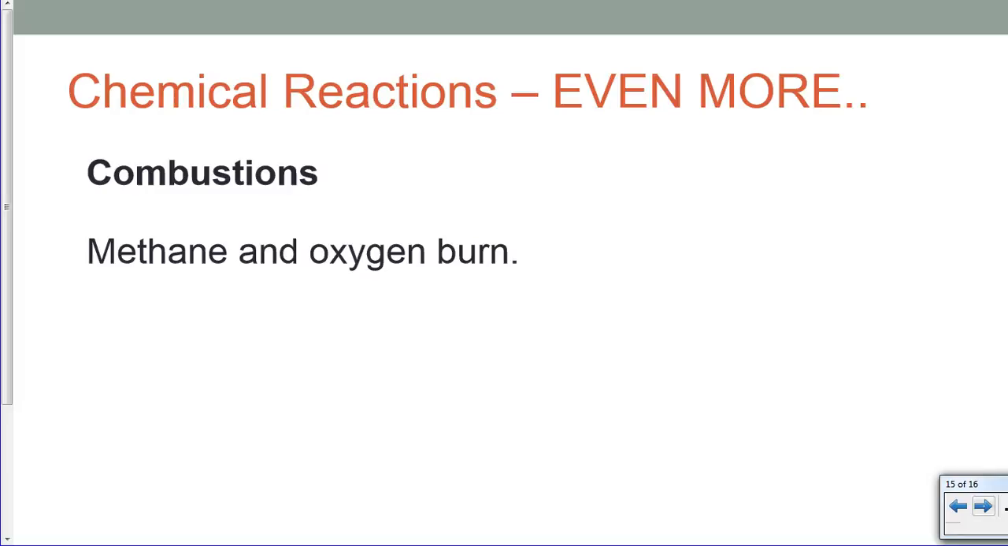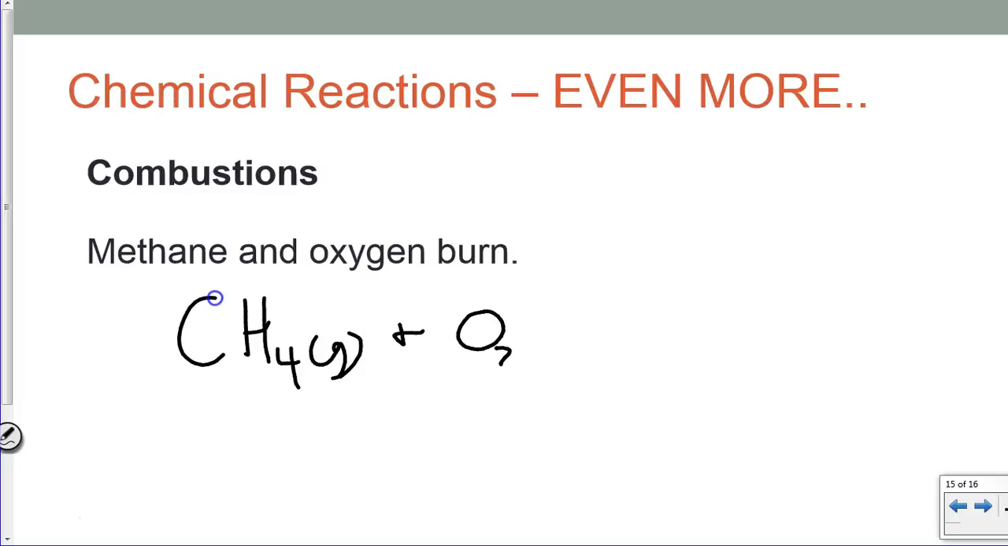Last one. Burning! Yeah, combustion. This is easy. All right, let's see. I'm going to start it here with methane. You guys are expected to memorize the formula for methane. Next up, we know it reacts with oxygen. Since it is burning, we need oxygen in order to light any kind of fire.